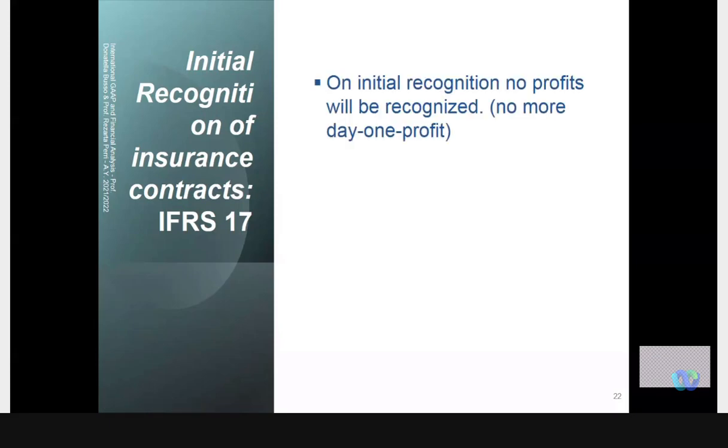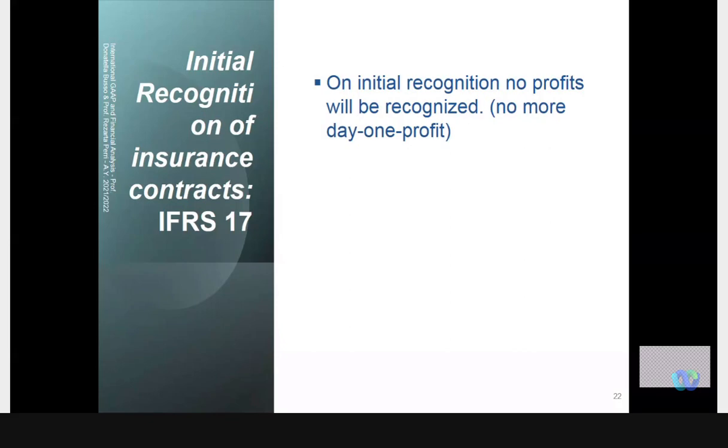Now, IFRS 17 states that there are no more day one profits. So at the initial recognition, you will recognize 0 profit for the insurance contract. Remember that before this standard, what insurance companies are currently doing is that whenever they receive a premium on their policies or insurance contracts, they may declare and recognize a profit since day one. Okay? Why is that? Because IFRS 4 does not exclude that option. IFRS 4 regulates only the disclosures, but not the accounting.